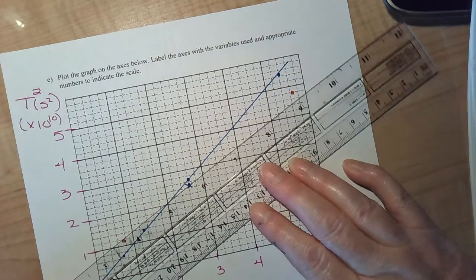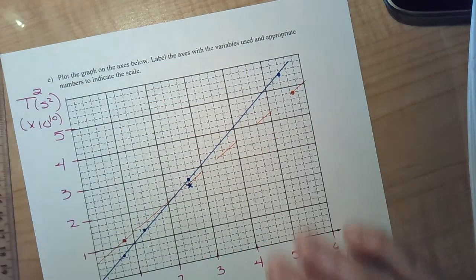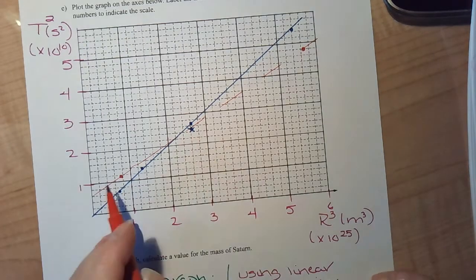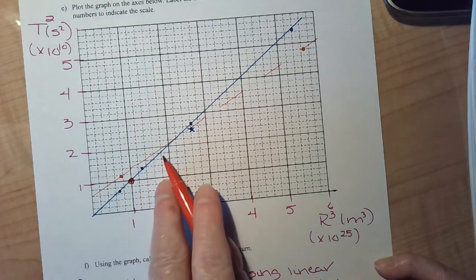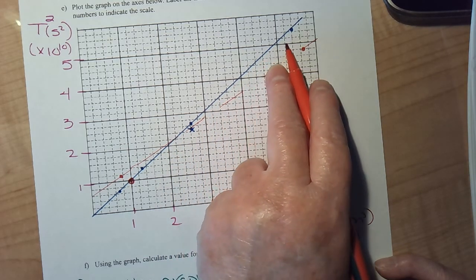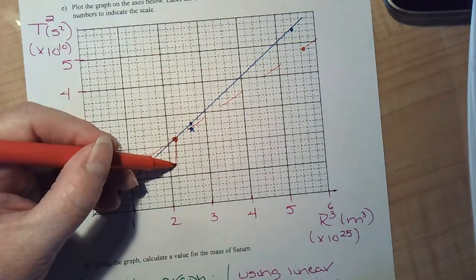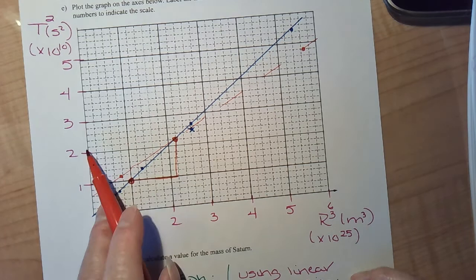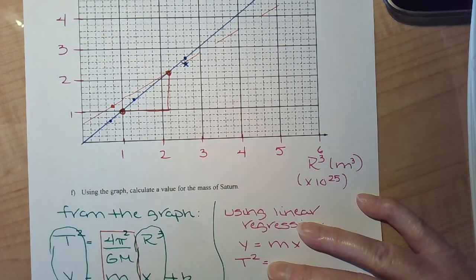So on the next page, it says plot the graph on the axes below. Label the axes with the variables used and appropriate numbers to indicate the scale. So this is just kind of annoying, but they want to make sure that you can graph super, super big things. So we are graphing t squared over here, and that's going to be in seconds squared. And we're going to graph radius cubed, and that's going to be in meters cubed over here.